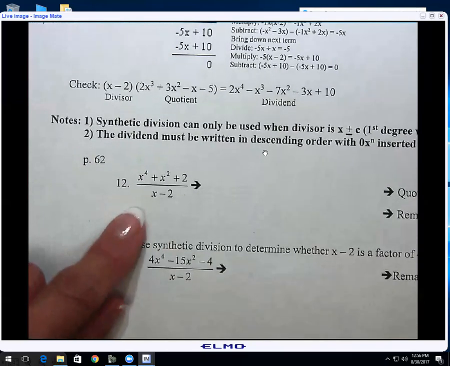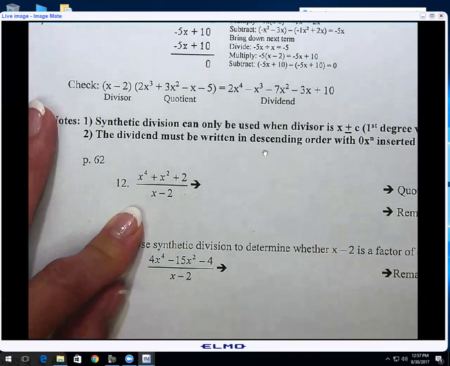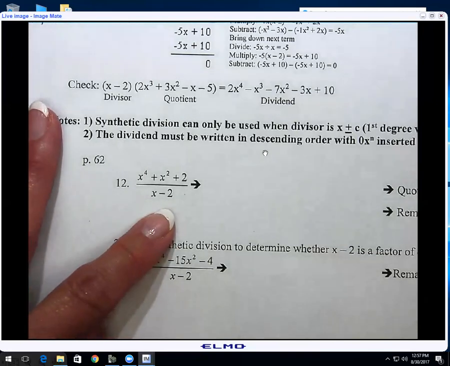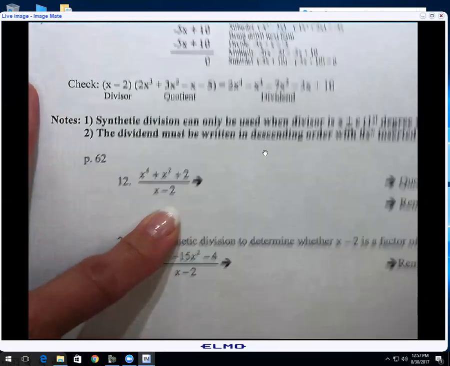Number 12, is this a candidate for synthetic division? Yeah. How do you know? Because it's x minus 2. It's not x squared minus 2. It's not 3x minus 2. It's plain old x plus or minus a constant. Since I'm dividing by x minus 2, what do I put in the box? A positive 2.